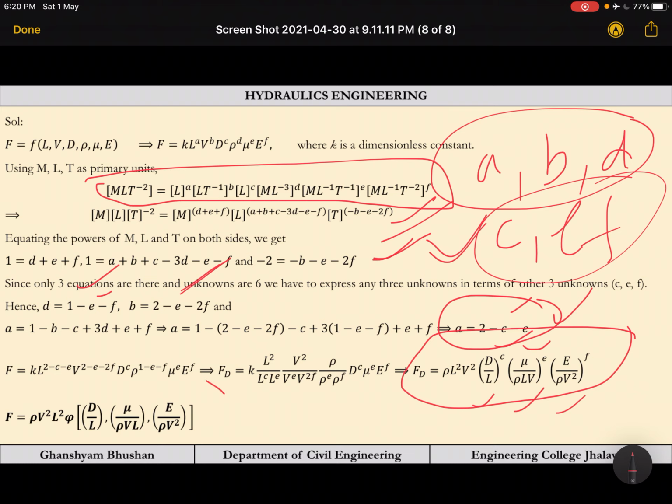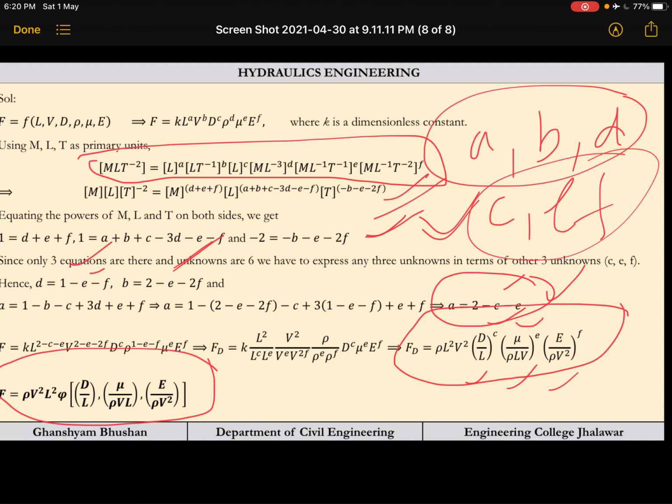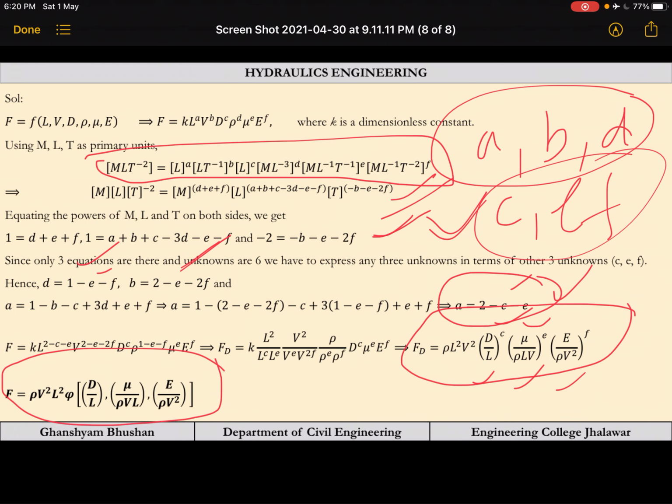So finally this is our answer. This is how the variation looks: F is rho V square L square times some function of d by L, mu by rho VL, and E by rho V square. So this is how we are going to deal with our Rayleigh's method problems.